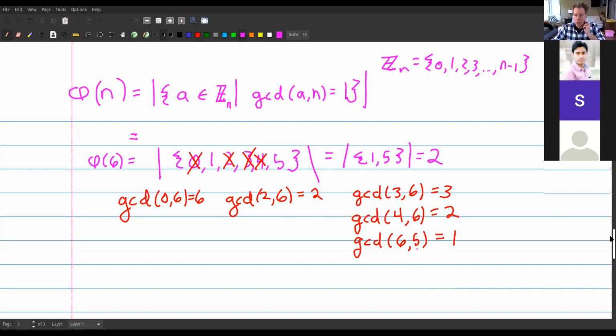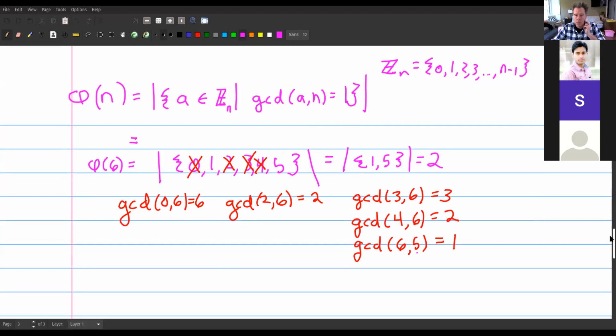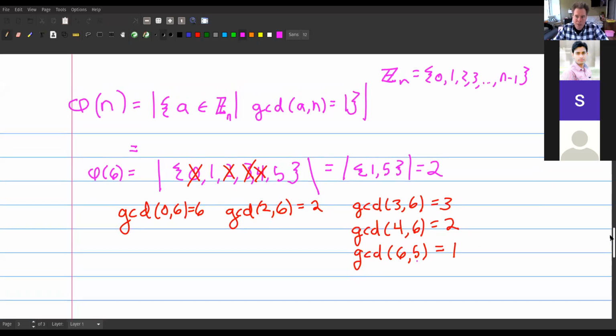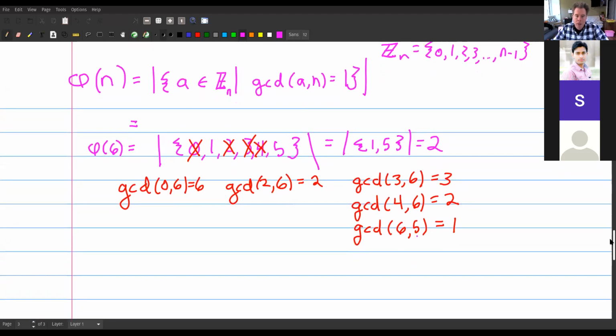So we're looking for numbers that are basically the numbers that have no factors in common with 6. Okay, I understand that.